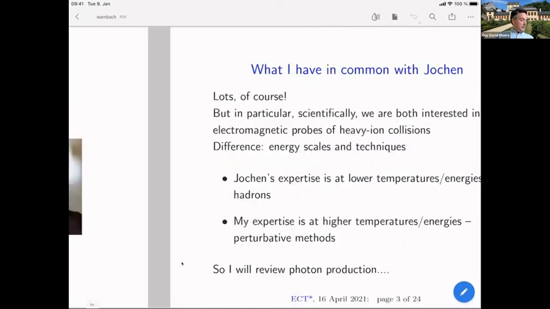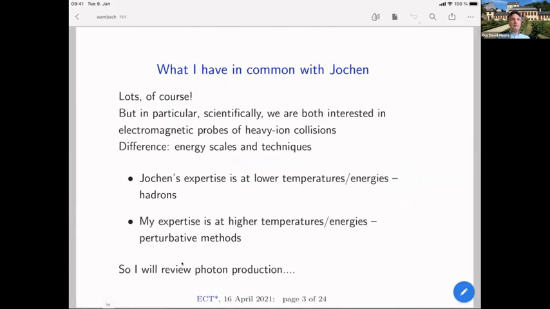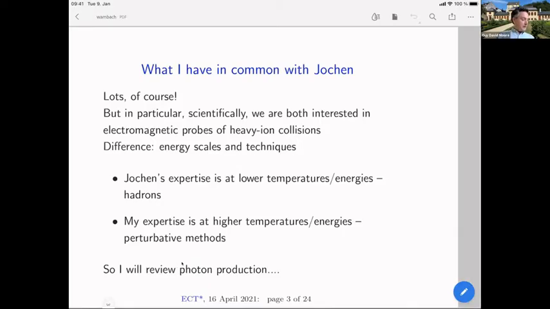What I have in common with Jochen, well, I think I have a lot in common with Jochen. We have common curiosities and interests, but in particular, scientifically, we're both interested in electromagnetic probes of heavy ion collisions. And the big differences between our interests here are in the energy scales and the techniques which we apply. Jochen's expertise is at lower temperatures, higher chemical potentials, where you have to think about hadrons. And I'm too stupid to understand hadrons very well. And so I concentrate on a regime where one should be discussing quarks and gluons, which is where I feel more comfortable. So my expertise is at higher temperatures and energies. And so I'm going to review photon production. And I'm going to start out by explaining why anyone would want to do that.